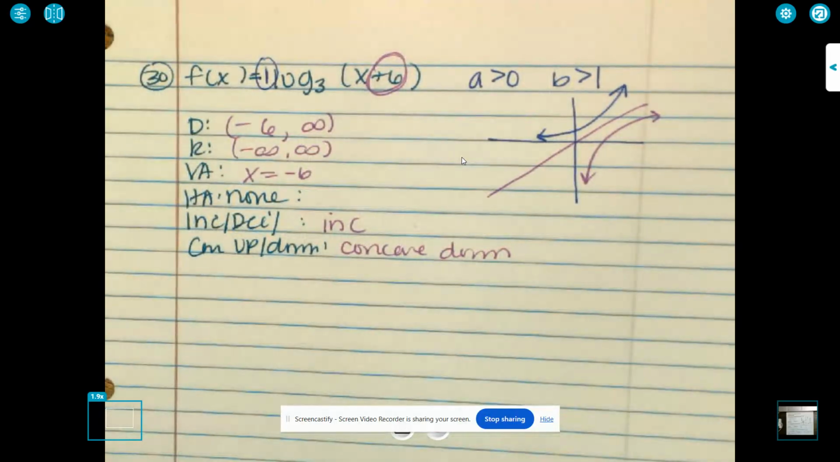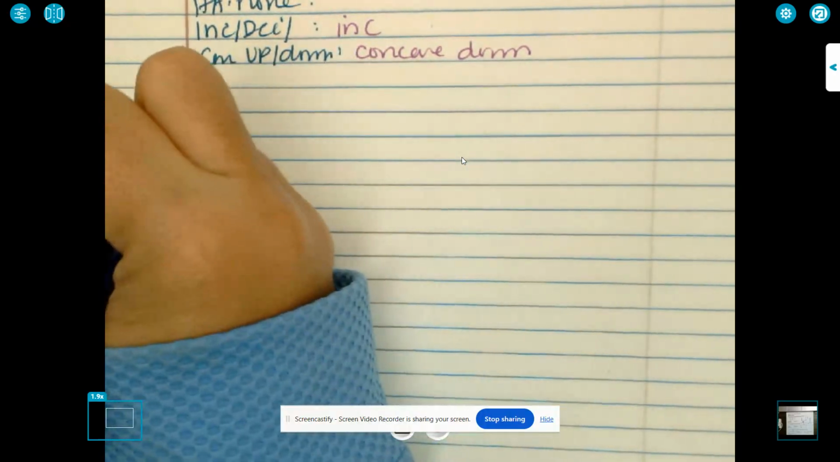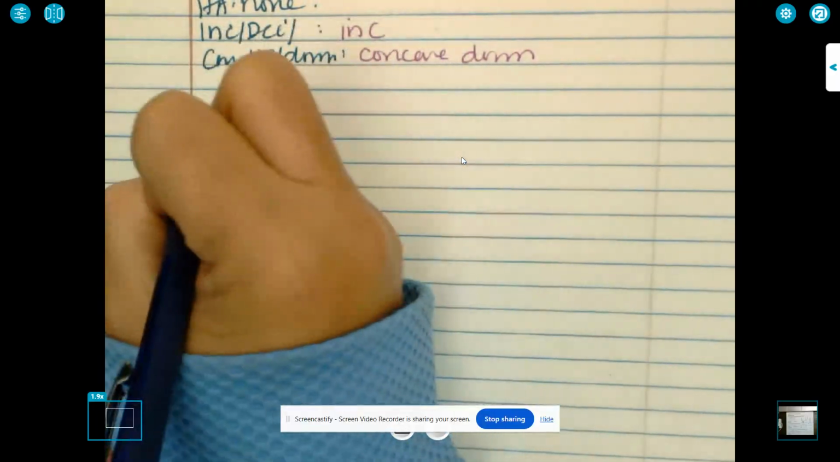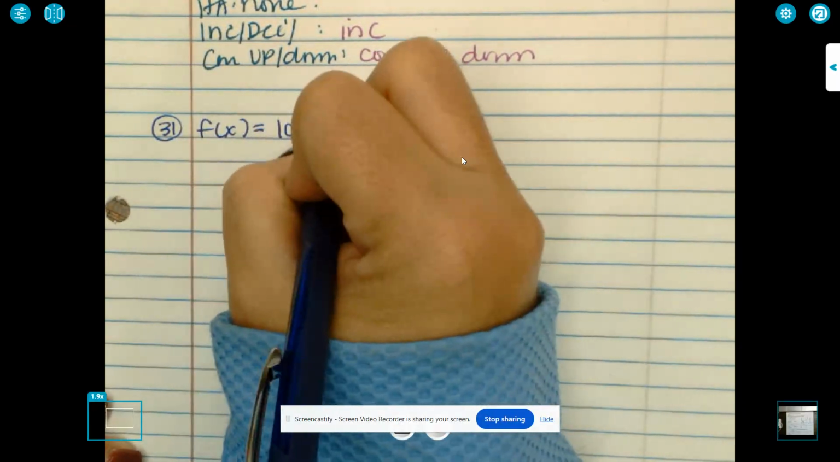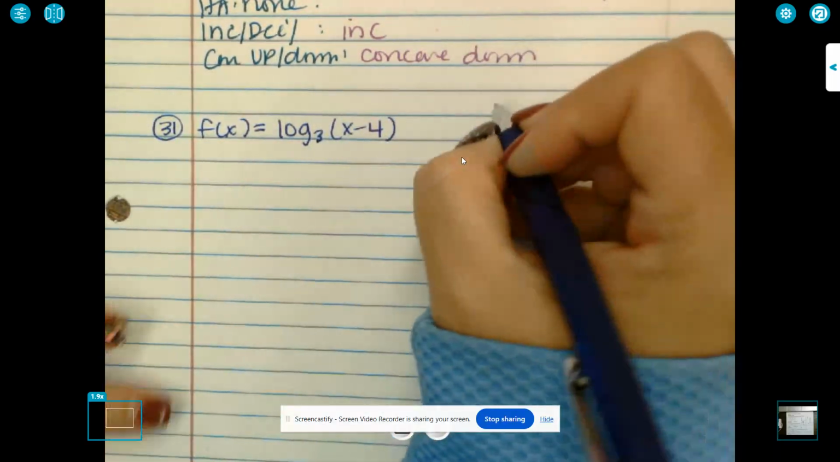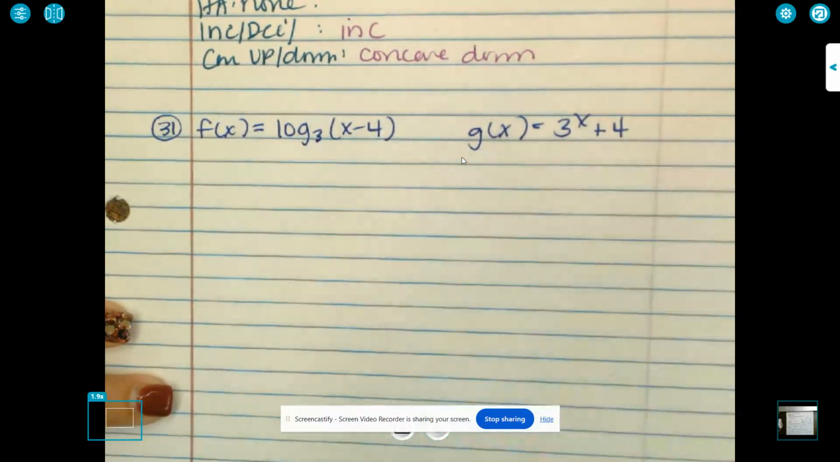All right, 31. Getting towards the end, y'all. So they want to know if they're inverses of one another. Remember, we have to plug them into each other. We've got the first one, f of x equals log base 3, x minus 4. And then g of x is 3 to the x plus 4.